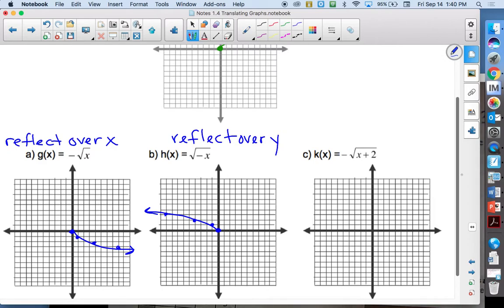And then the third one, we have negative square root of x plus 2. Brandon, what topic was that? First you put the midpoint at -2, 0. So we're moving left 2. And then you just draw the same graph as the first one, just starting at -2. Excellent. So it's the same graph as the first one. It's just starting to the left at -2. But it's still reflecting over x because your y values are becoming negative.